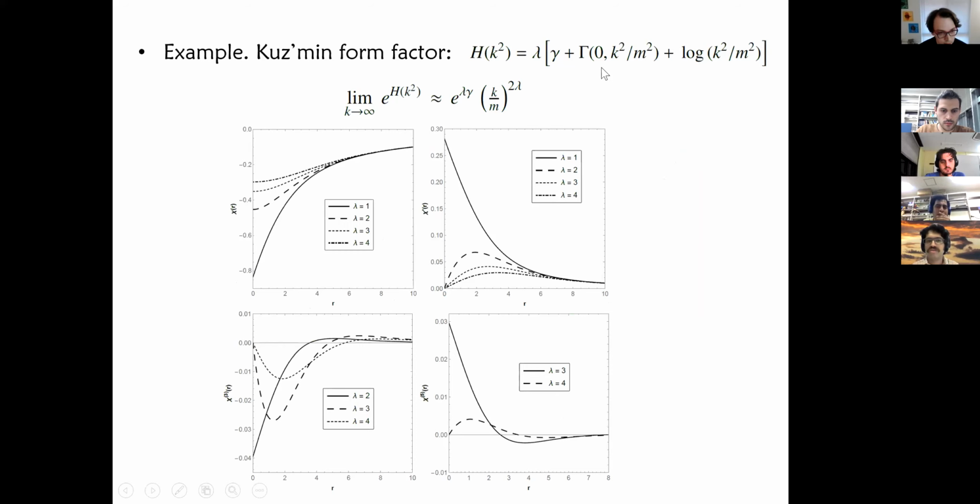For example, you can take the Kuzmin form factor that's given by this expression. And in the UV, it has this behavior, so it depends on lambda. So here we have the plot for lambda 1 to 5, and 1 to 4, and you see that for lambda equal to 1, the derivative is not 0. It is written here. In all cases, the derivative goes to 0 at the origin, but for lambda 1, it's not 0. So R is going to diverge, for example. If you take the third derivative, the one with lambda equal to 2 is not 0, so the box R is going to diverge in this case, and so on.